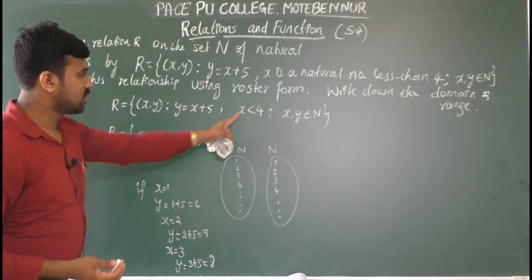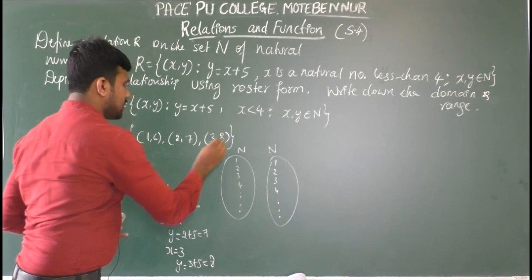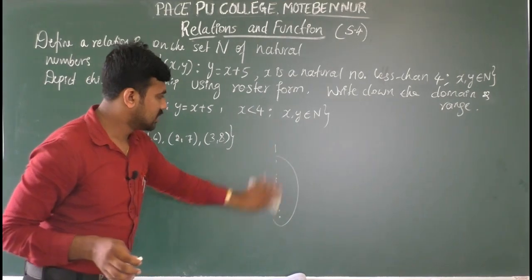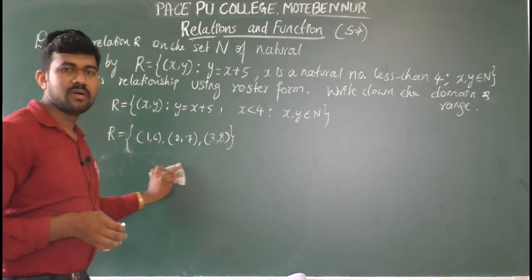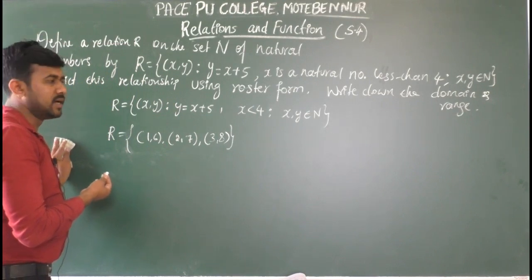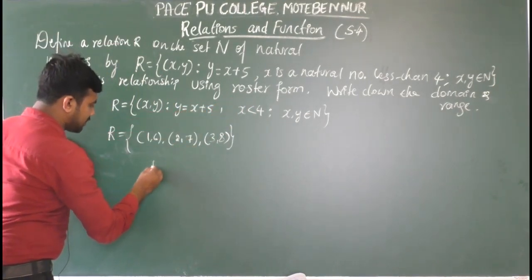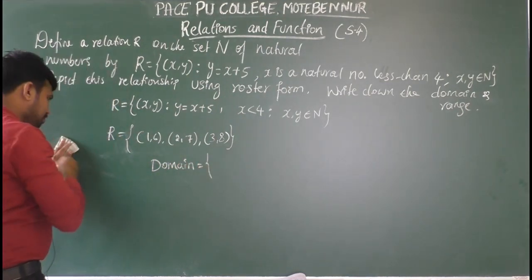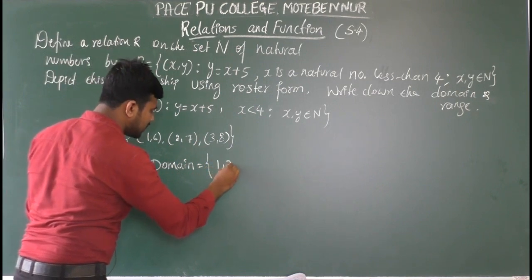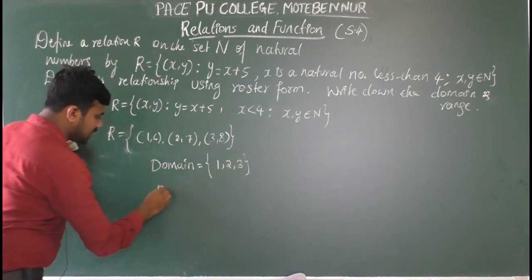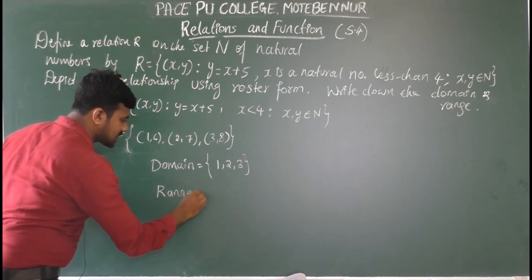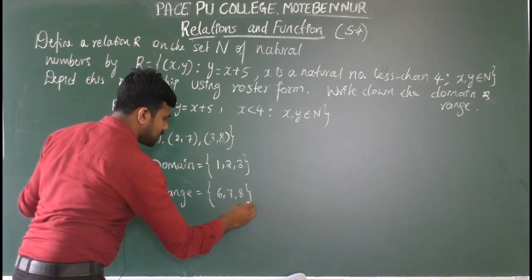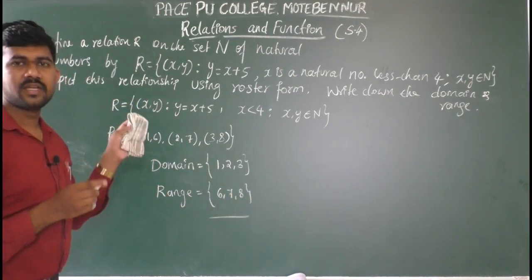Now can we take x as 4? No, because x is strictly less than 4 is given. So only 3 numbers we can take for x. So you got the roster form representation of the relation from N to N. Now next we need to write the domain. Domain means the set of all first components of the ordered pairs, this is 1, 2, 3. Range is the set of all second components of the ordered pairs, 6, 7, 8. So this is the answer for the given question.